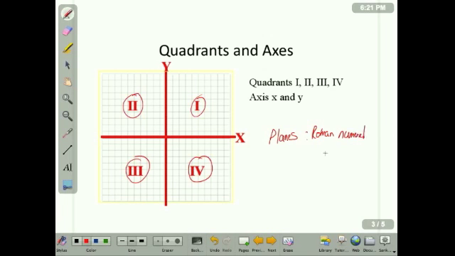Now, this is the x-axis, and the vertical line is the y-axis, and the axes are what divide the 4 quadrants. Additionally, we've got this point here, which is considered 0, 0. It's also called the origin, and it's where you start from whenever you're using a new coordinate plane.